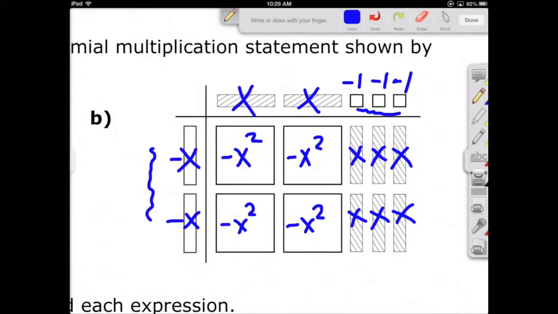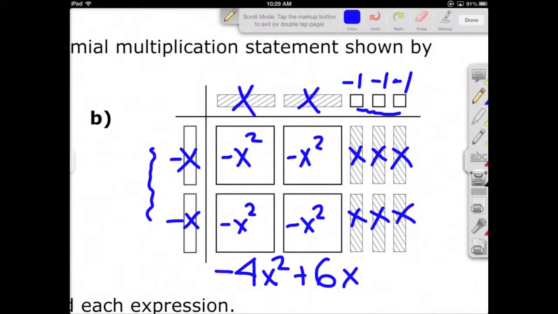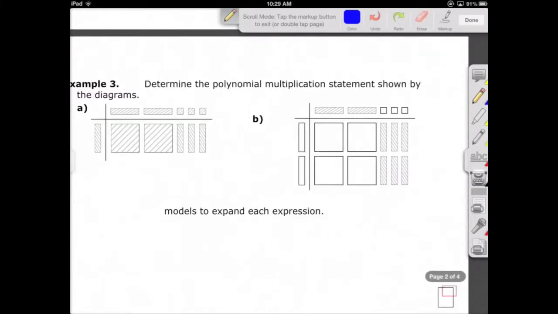And we can collect our like terms and say our answer is negative 4x squared plus 6x. So you'll be expected to be able to do that. That's part of the course. This turns out to be really useful. You could do this all day long when multiplying even really large polynomials. This area model comes in very, very handy.